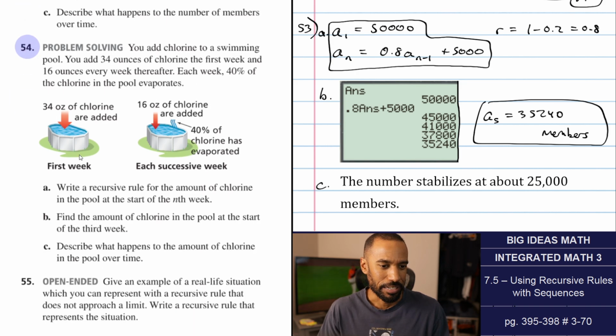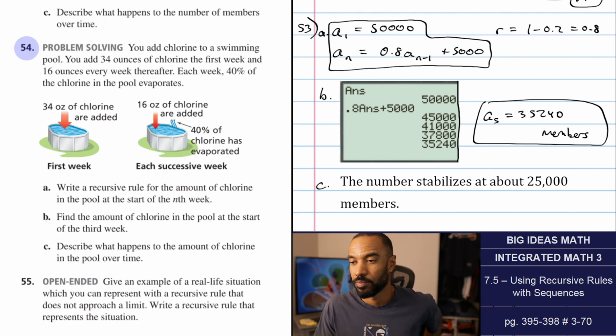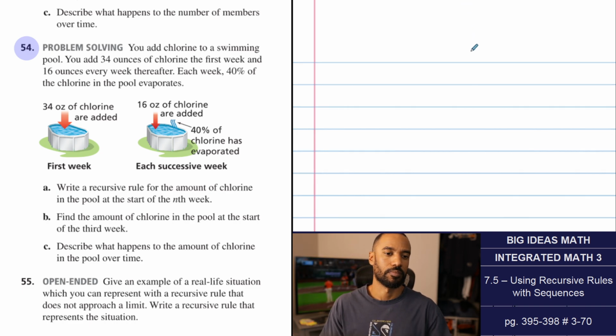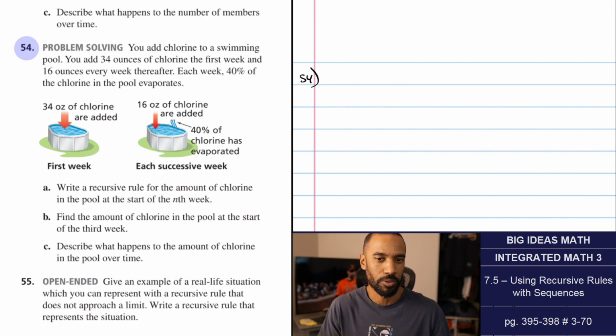This looks like the same kind of question with what we do, just describe what happens over time. So get ready for something very similar. Number 54. You add chlorine to a swimming pool. You add 34 ounces of chlorine the first week and 16 ounces every week thereafter. Each week, 40% of the chlorine in the pool evaporates.